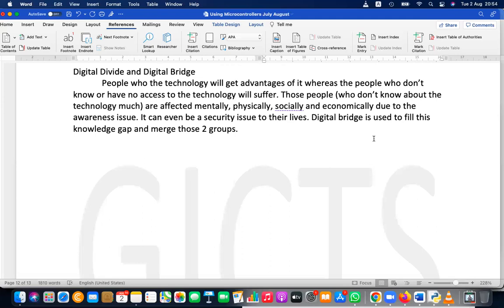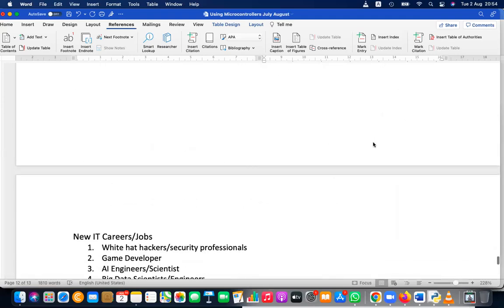The digital bridge is acknowledging them. Digital bridge is basically making them aware about ICT and technology, helping them learn ICT, helping them learn technology. That is the digital bridge. We should put some effort into bridging these people together, those who have ICT knowledge and those who do not. Those are two groups. We have to bridge them, merge them, by giving ICT knowledge. That is the digital bridge. I hope that concept is clear to you.